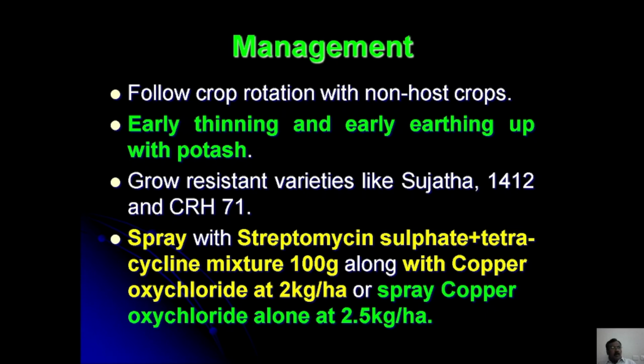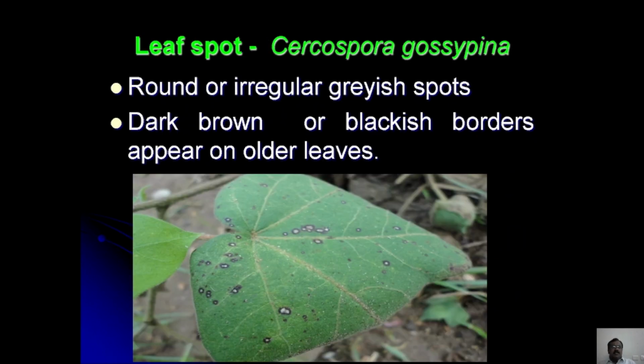And in the grown-up plant, if the infection is noticed, then spray streptomycin sulfate plus tetracycline mixture at the rate of 100 gram along with copper oxychloride at the rate of 2 kg per hectare, and or spraying of copper oxychloride alone at the rate of 2.5 kg per hectare, which would be helpful in reducing the incidence.